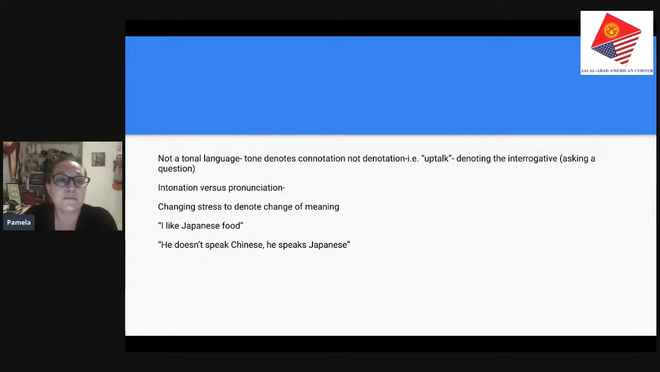So for example, changing stress to change the meaning. I like Japanese food. So Japanese, this is as an adjective in a normal sentence where you're just giving the information. I like Japanese food. Japanese, right?